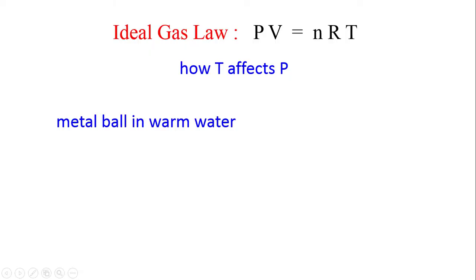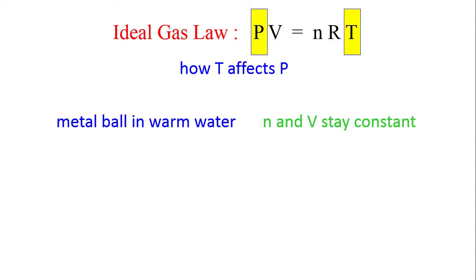In plunging the metal ball into warm water, the number of moles and volume of the closed system stay constant. Since P and T are directly proportional on opposite sides of the ideal gas law, an increase in the temperature of the gas causes an increase in the pressure.